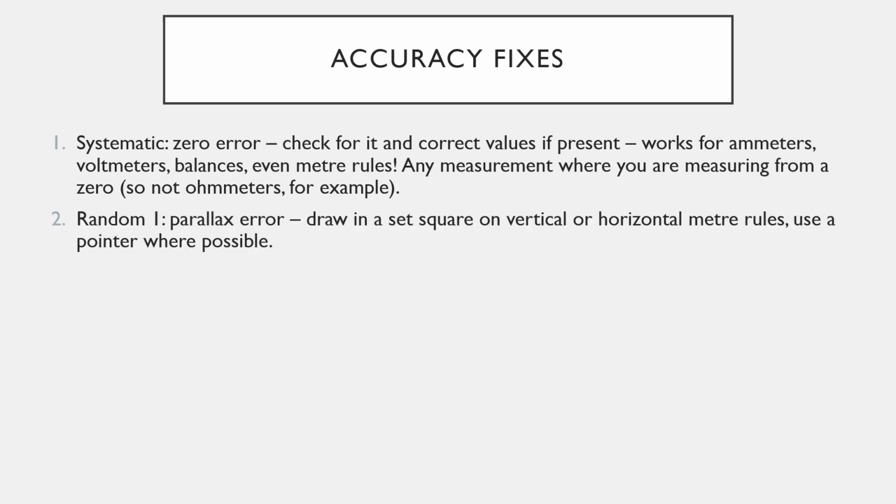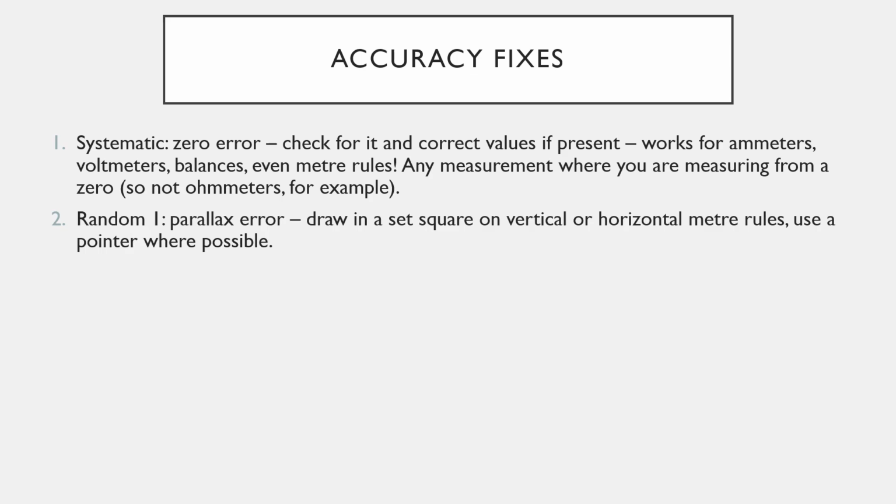Number 2 is our first random error. Again, parallax errors are huge. Every time you measure against either a horizontal or a vertical meter rule, you've got to make sure that you are reading it at eye level. There are so many experiments that we do that involve a potential parallax error. So if there's a diagram that they've given you, draw in a little set square down at the bottom of the meter rule or over at the side, so that you're showing that you understand that it has got to be vertical and it's got to be horizontal. The other option is to use a pointer.